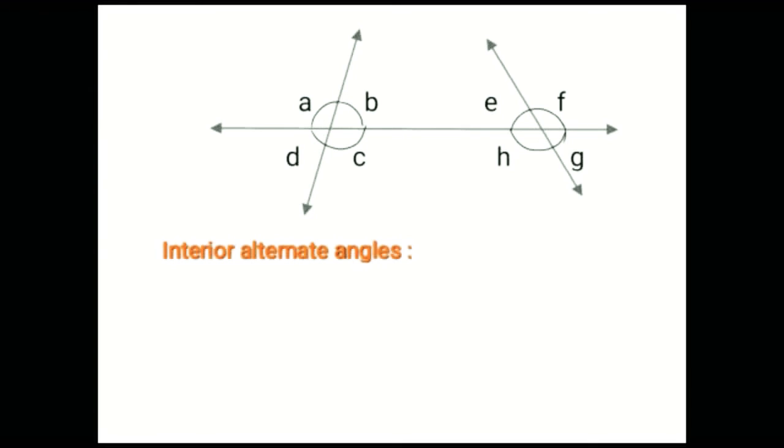So angle A belongs to outside of the line. Angle B belongs to inside of the line. Angle F belongs to outside of the line. Angle E belongs to inside of the line. When you name the interior angles, you have to take inside of the line.